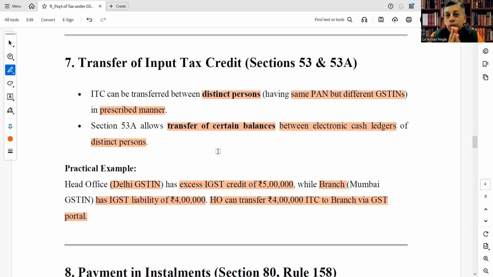So you can transfer between your distinct persons, meaning having the same PAN needs to be there. Okay.